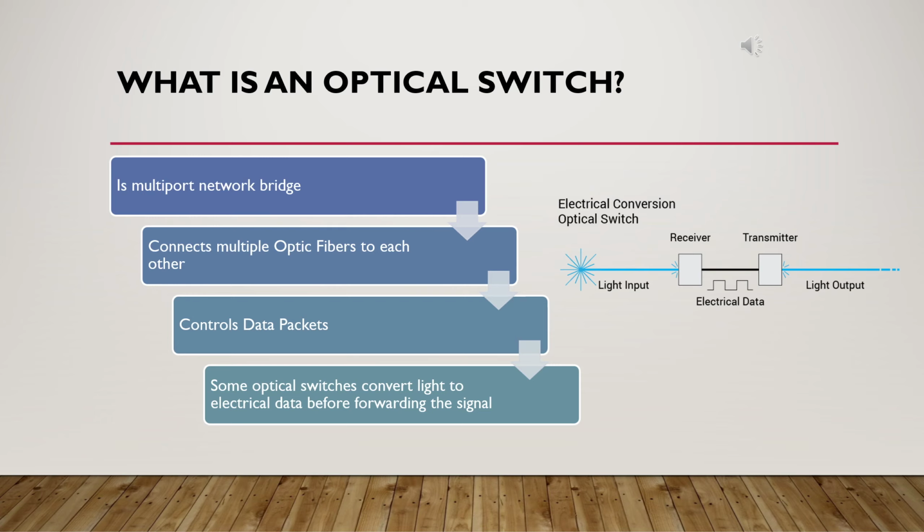What this specific optic switch does is it converts the light signal into electrical data before outputting the light signal again. So on the right side of this presentation, we can visualize what is happening. We have a light input, it generates electrical data, and then we have an output, which is a light output.